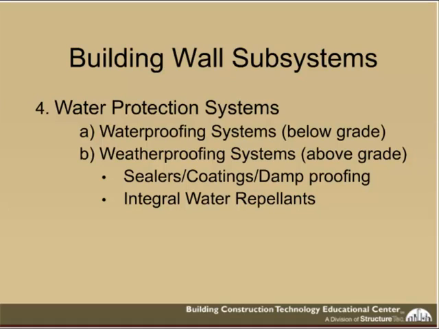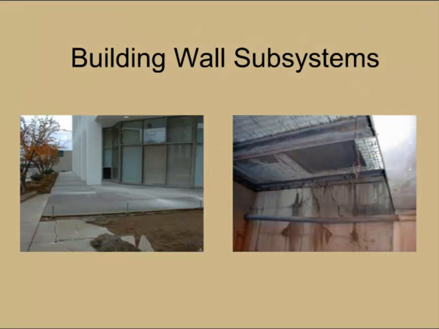When you're looking at building wall water protection, one area that quite often gets overlooked is what happens when you get down to grade. The weatherproofing system above grade typically is sealers, coatings, damp proofings. There may be integral water repellents cast into CMU materials, that type of thing. But once you get down to the grade level, there's a high potential for standing water against that wall system. So that has to be a true waterproofing system, not just weatherproofing.